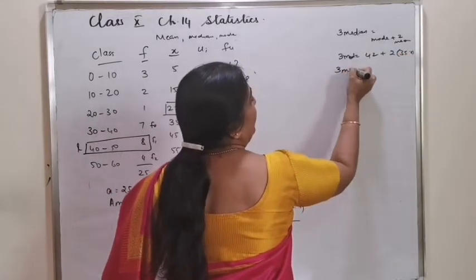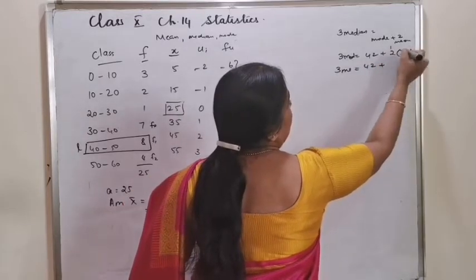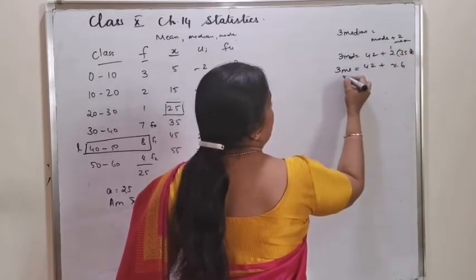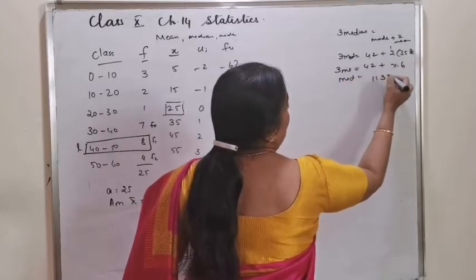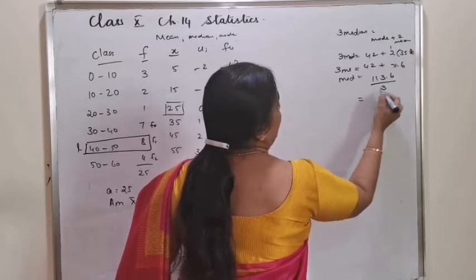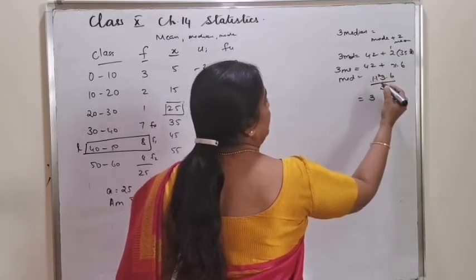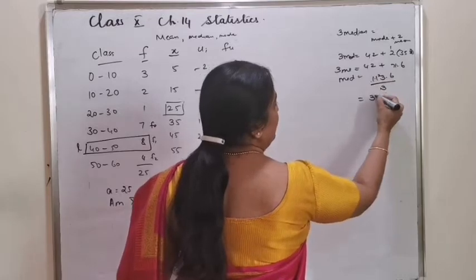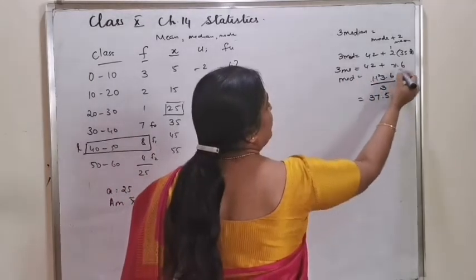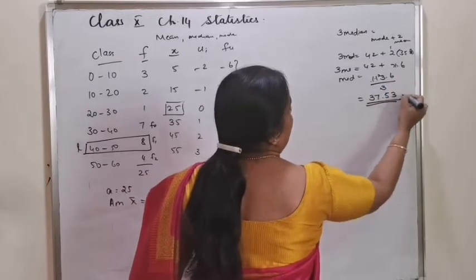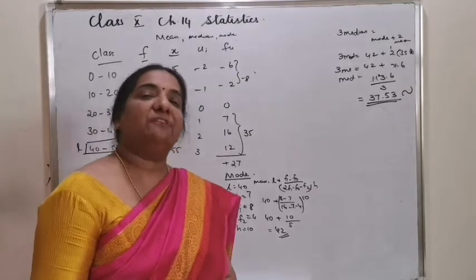That is 3 median is equal to 42 plus 71.6. Median is equal to 113.6 by 3, which is approximately 37.53.